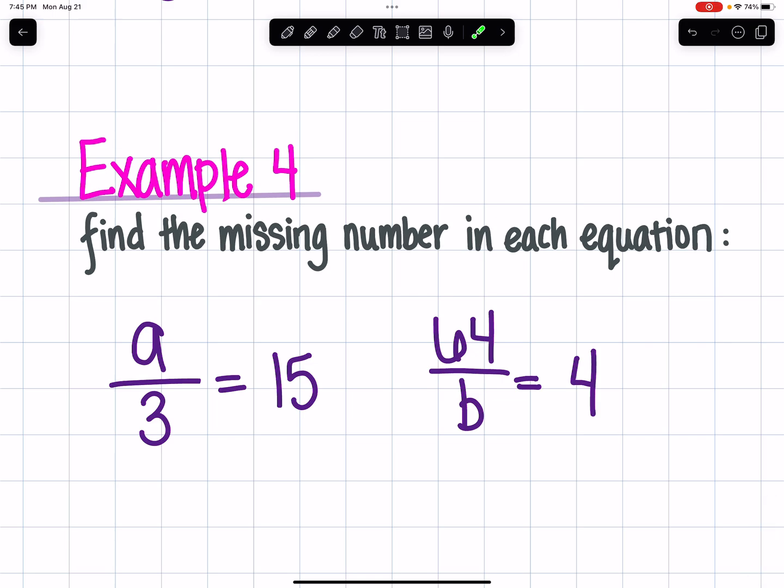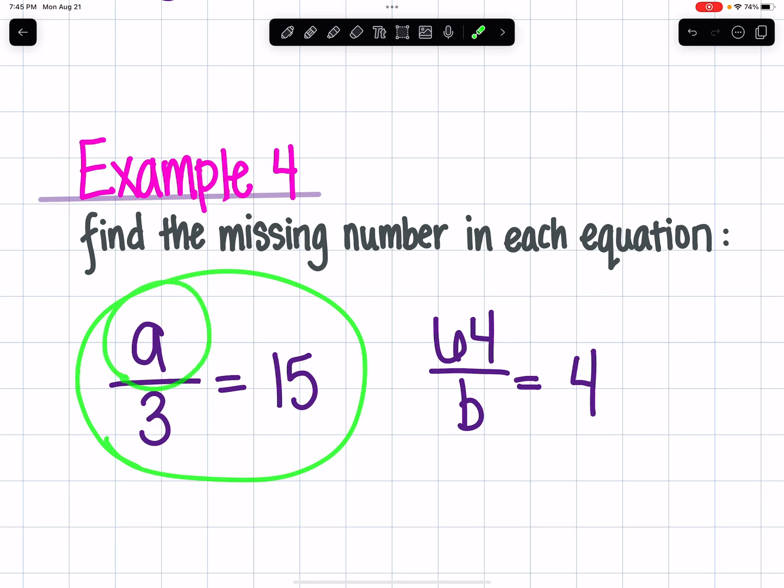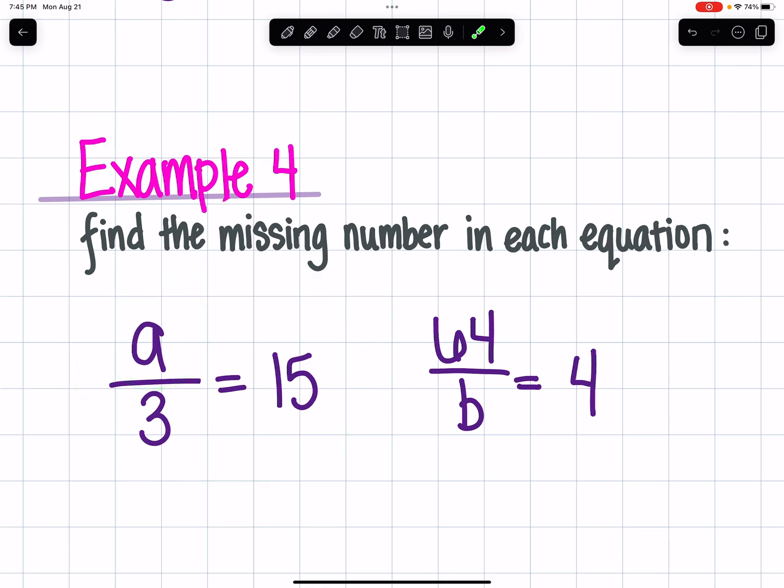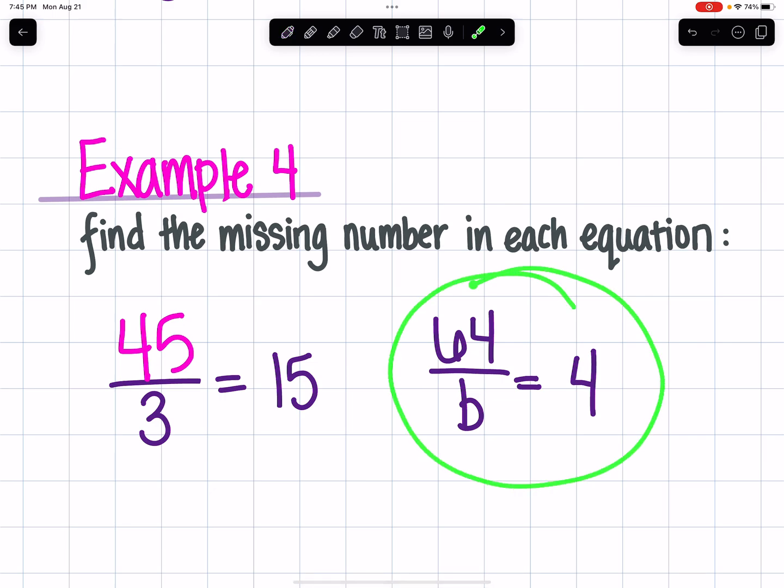Find the missing numbers in each equation. Here, what do we have missing? The A right here is missing. This is a missing dividend. This is the number that's sitting in the den waiting to be divided. When you have that, you multiply the other two. 3 times 15. When you multiply 3 times 15, you get 45. Always check your answer. Is this true? 45 divided by 3 is 15? Yes, it is.